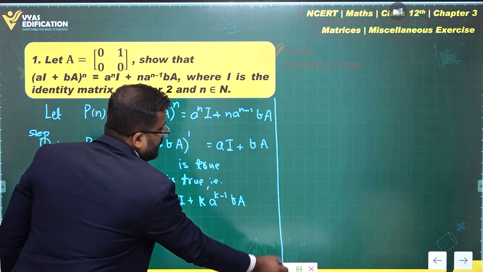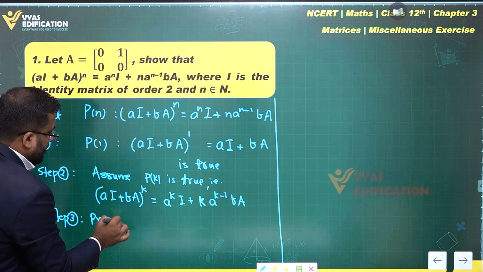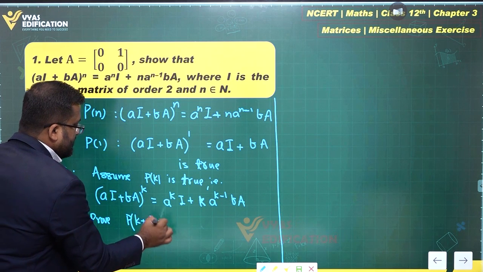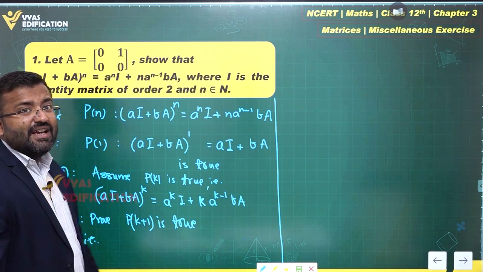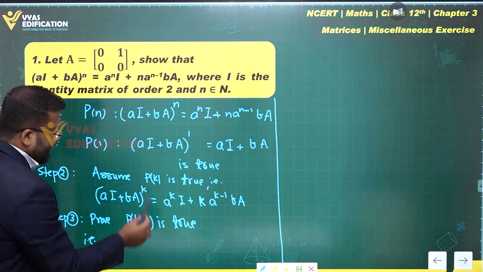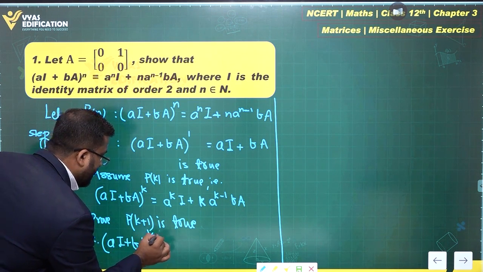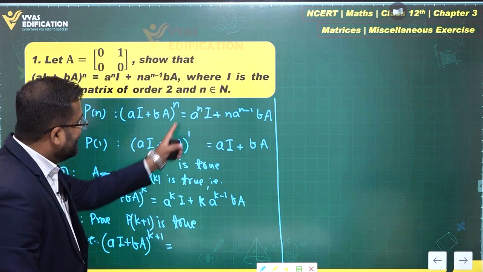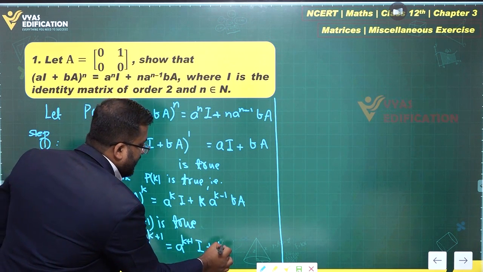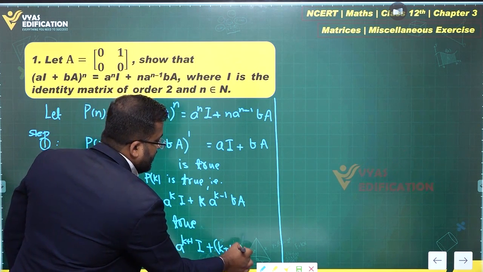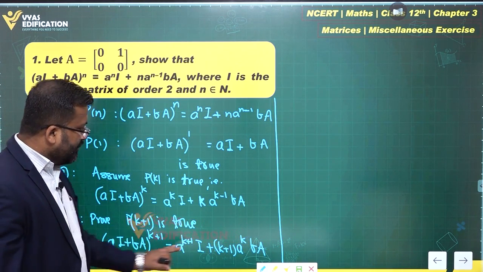Now, on the basis of this, we are supposed to prove step 3: Pk plus 1 is true. That is, what does that imply? Instead of n, we have k plus 1. So, let's replace it. (AI + BA)^(k+1) should be equal to, we are supposed to prove this, A^(k+1) I plus (k+1) A^((k+1)-1) BA, which is A^k BA. This is what we have. We are supposed to prove this statement.